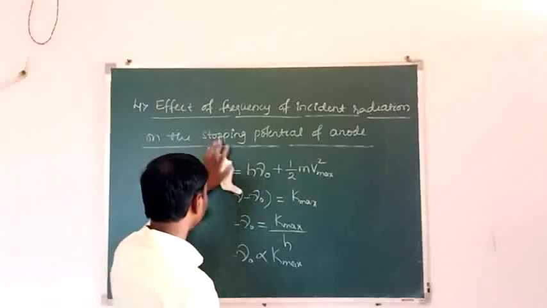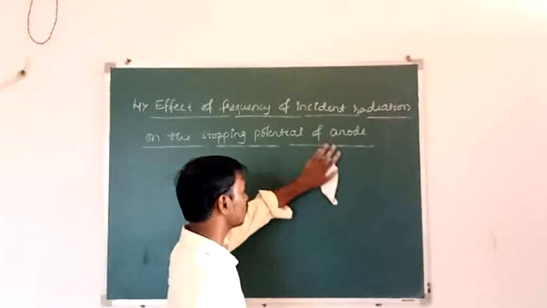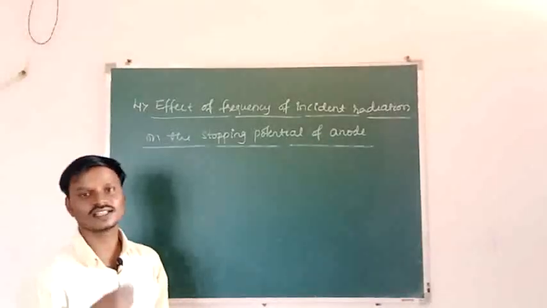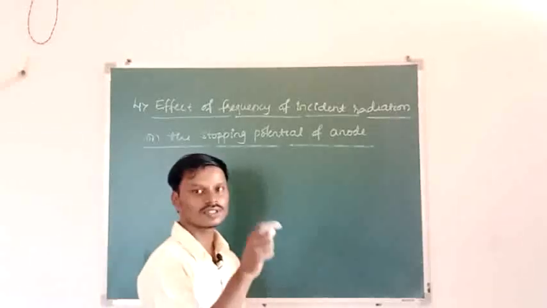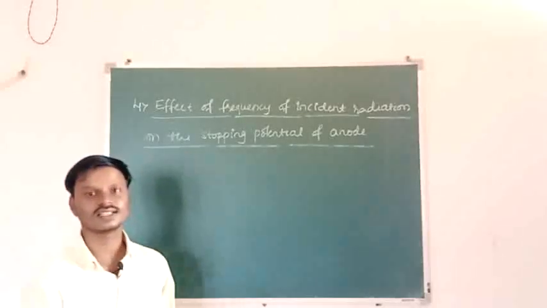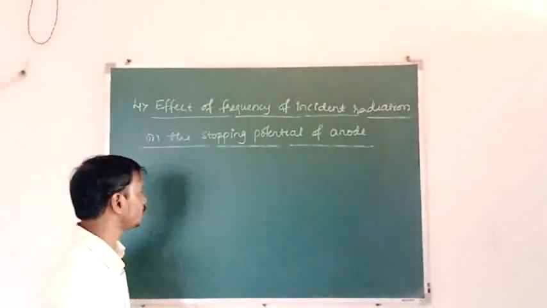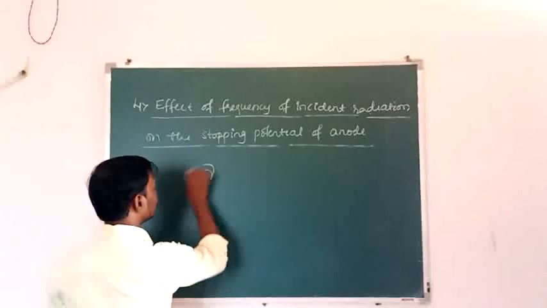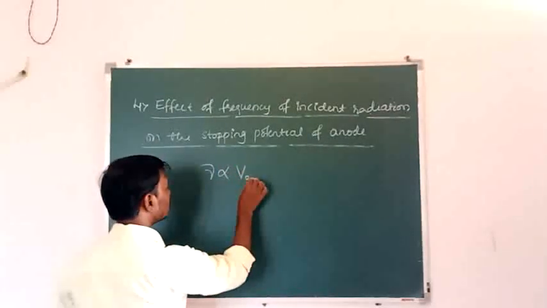As the frequency of incident radiation increases, the kinetic energy of the ejected electron also increases. As the kinetic energy of the ejected electron increases, to stop those electrons, that means the ejected electrons, we have to increase the stopping potential of the anode. That means the frequency of incident radiation is directly proportional to the stopping potential.